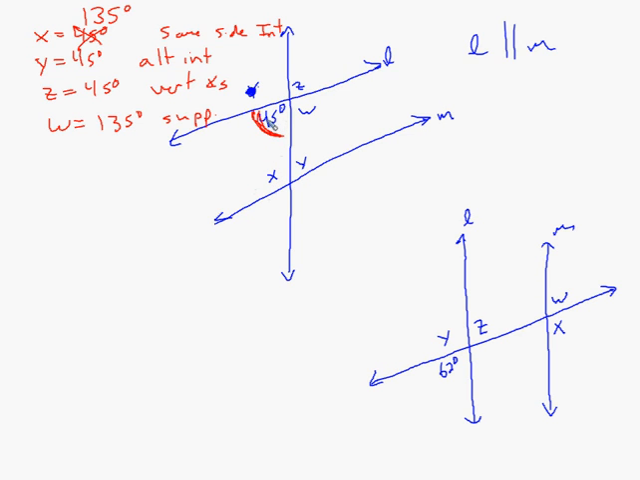Now you could do different methods, like if I found W is 135, I could say W is an alternate interior angle to X. And that would not be wrong, but you need to specify. Yes, sir.